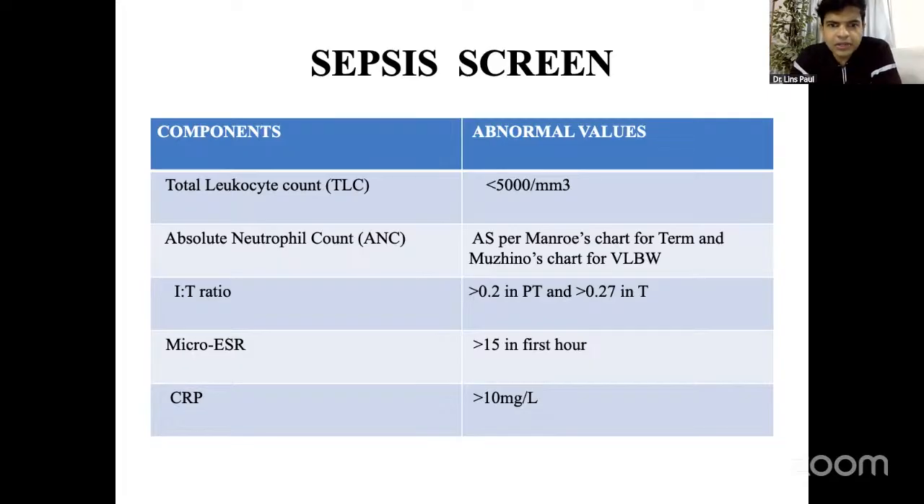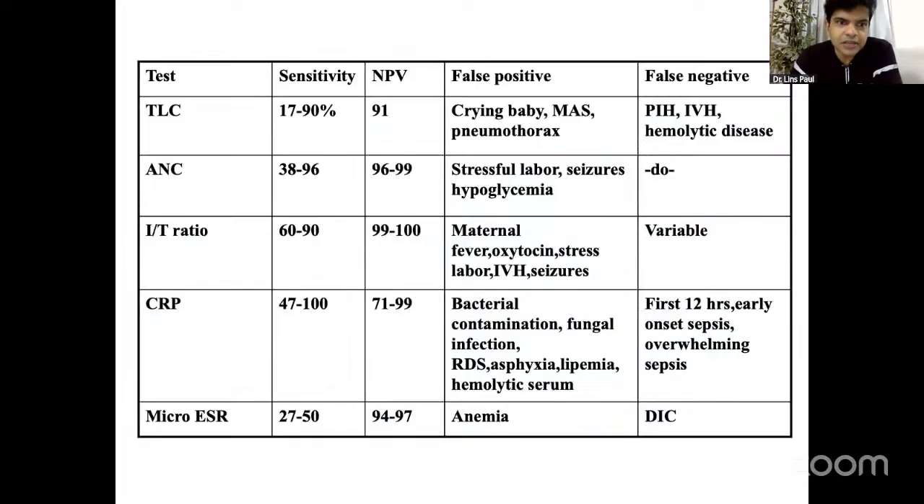And micro ESR, that is 15 millimeter in the first hour, and CRP, that is more than 10 milligram per liter. Something very important is you should definitely see the units of a CRP, because many labs might be giving it in milligram per deciliter. So if it is in milligram per deciliter, that is 1 milligram per deciliter, and if it is in milligram per liter, it is more than 10 milligram per liter. You should definitely see the units of measurement. So these are the 5 important parameters of a sepsis screen.